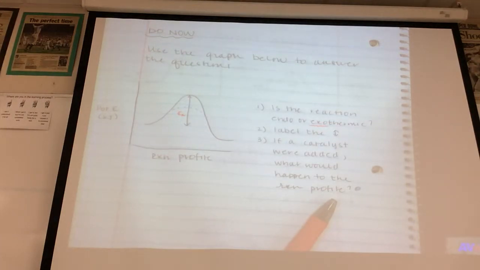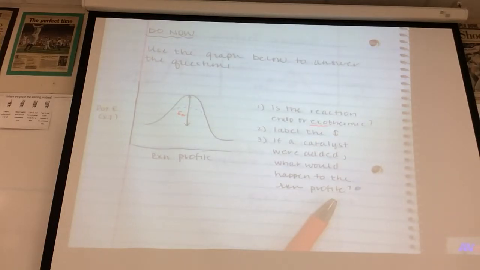So we've been talking about kinetics, the study of reaction rates, and the factors that affect reaction rates. And yesterday we talked about those factors, and we finished up with reaction profiles. And again, the do now, I really wanted to review a few concepts, but also visually see the effect of a catalyst on the reaction profile.